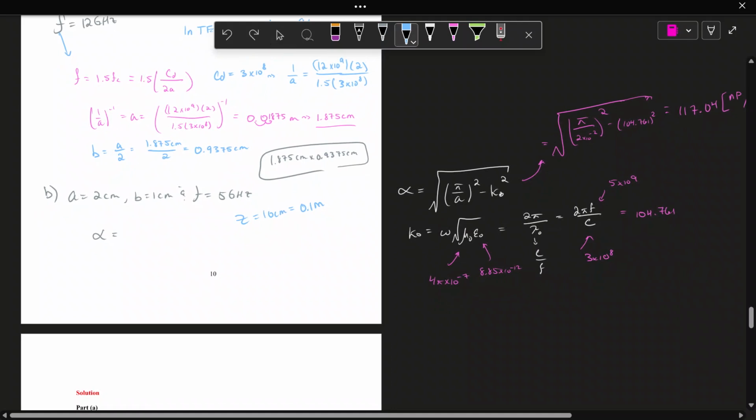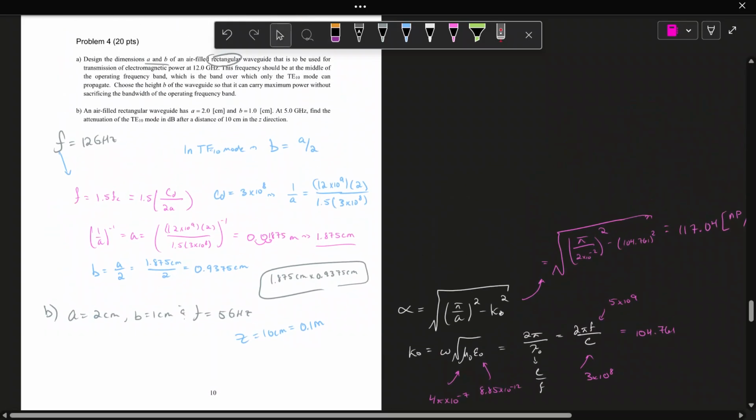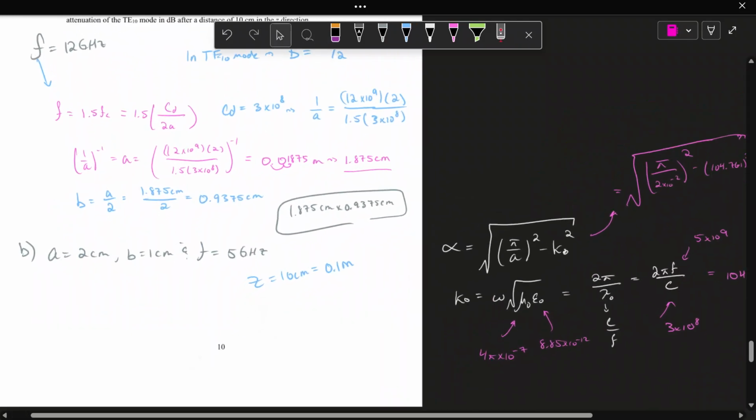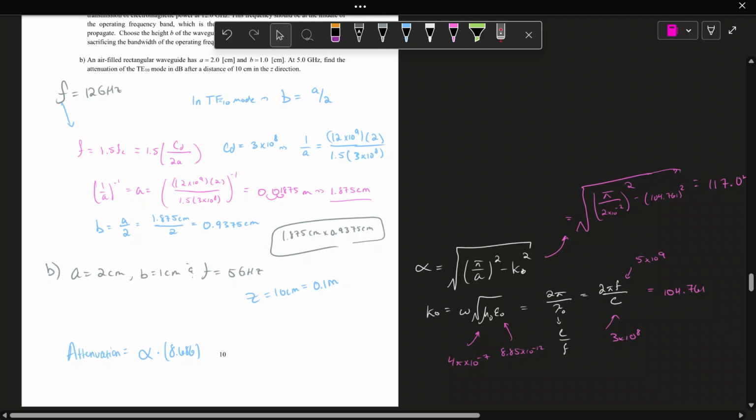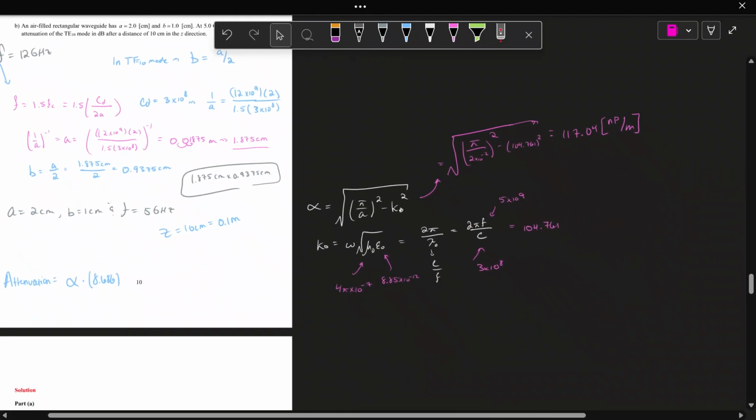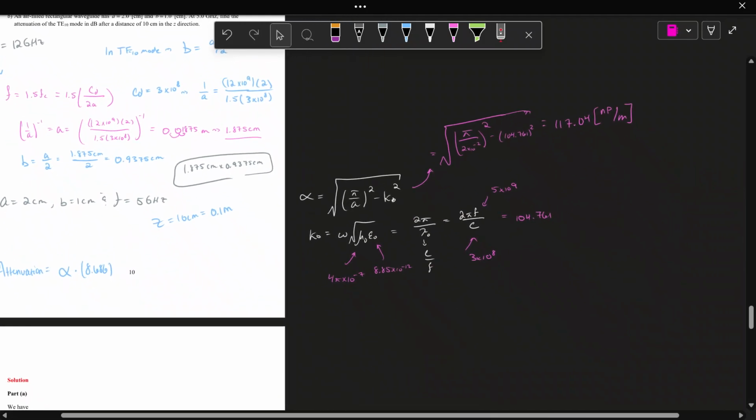So we get alpha is equal to that value. But we're not looking for alpha, we're looking for the attenuation. Now that might be a little confusing. Isn't alpha attenuation? Not exactly in this problem. What we have to do is say attenuation is equal to alpha times, again, 8.686, because we want to get it in dBs. But remember, we want it in dBs, not dBs per meter, because if we did alpha times 8.686, all 8.686 does is change Nepers per meter to dB per meter.